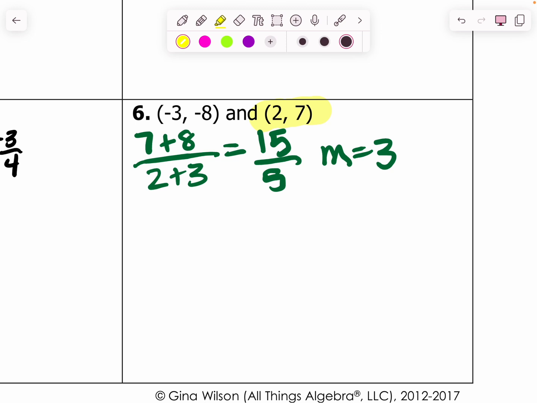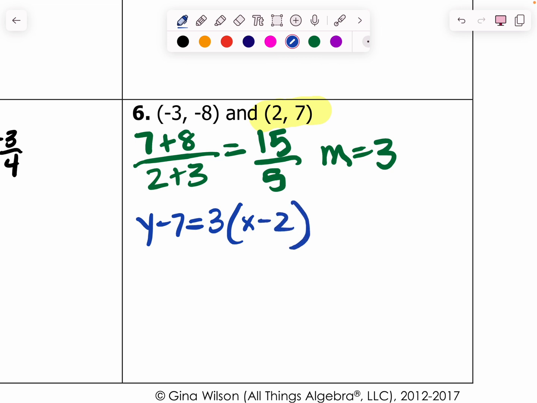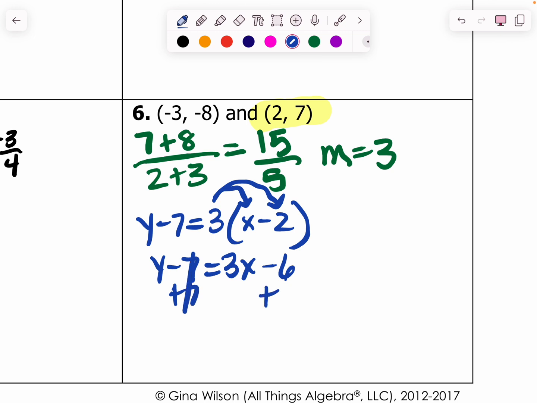Okay? This is just one that for most people will be easier to just plug in. So we're going to go y minus 7 equals 3 times x minus 2. Okay, let's distribute. So you get y minus 7 equals 3x minus 6. Plus 7, so 6 plus 7.